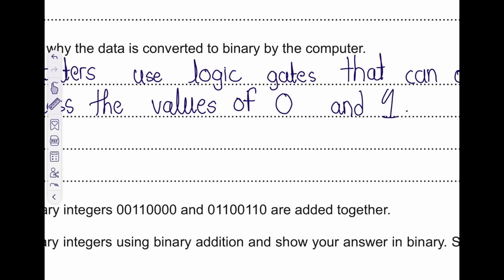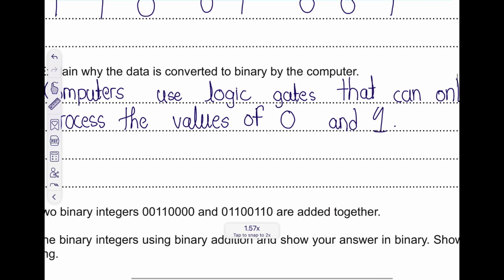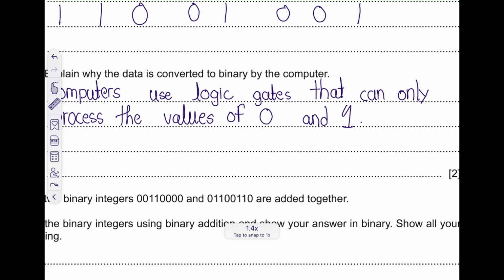Now basically in a computer you have a lot of logic gates. When you give them an input, they give a certain output, and in logic gates you can only take two inputs, either 0 or 1. That's why all the data that you put in a computer is converted into binary, so that it can be processed by the logic gates.